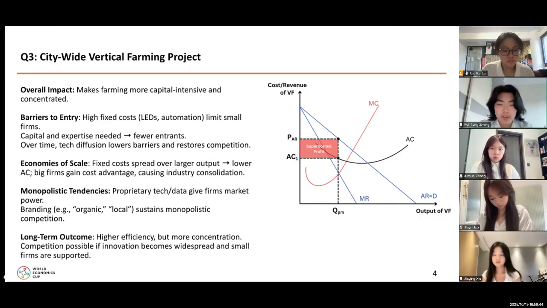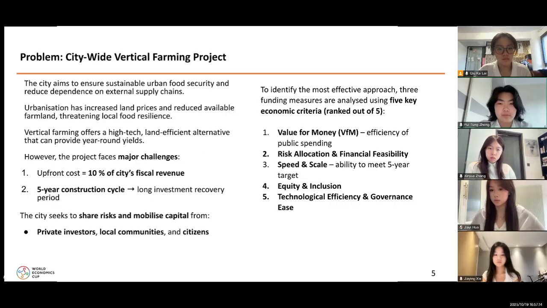Finally, potential monopolistic tendencies. Firms that develop proprietary technology or data-driven growing systems can control entry and set higher prices as they gain market power, such as companies using unique AI algorithms for yield optimization could gain higher market power by restricting access to competitors. If firms differentiate themselves through branding, like organic, or secure consumer loyalty, the market may remain monopolistically competitive.